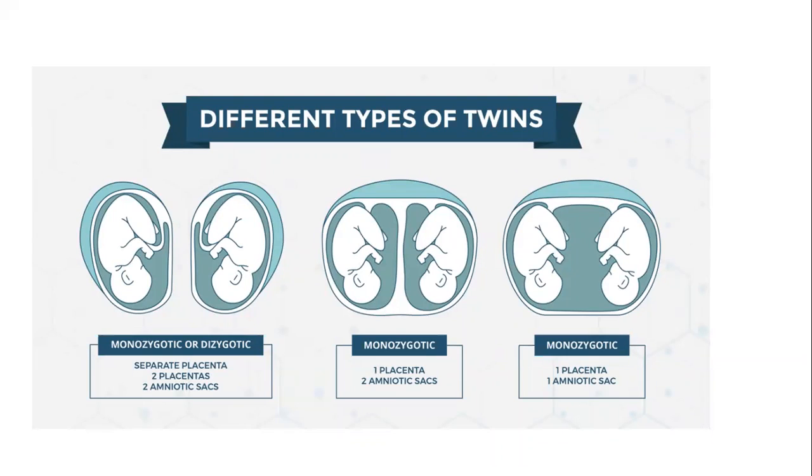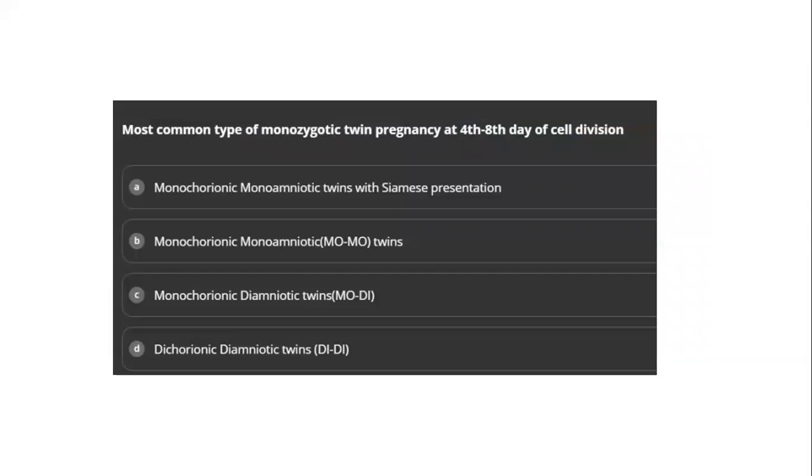As you can see here once again, our terms should be very clear, right? Monochorionic, monoamniotic, diamniotic, right? If these basics are clear, we can solve the MCQ. Now see this question. Most common type of monozygotic twin pregnancy at 4 to 8 day of cell division. So if you know the mnemonic, Didi, Modi, Momo, and then dizygotic twins, right? So you know 1 to 3, 4 to 8, 8 to 13, and more than 14. So you know 4 to 8. Okay, so what is the answer?